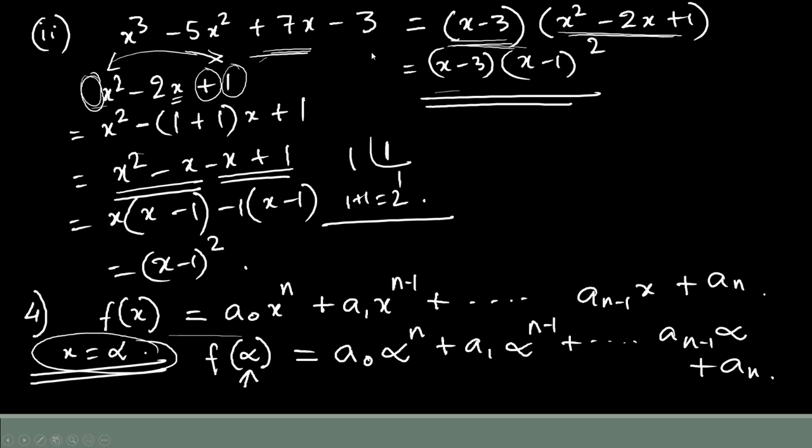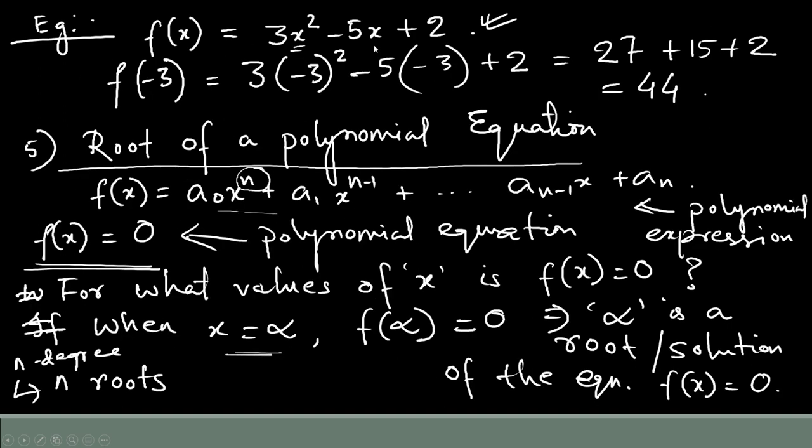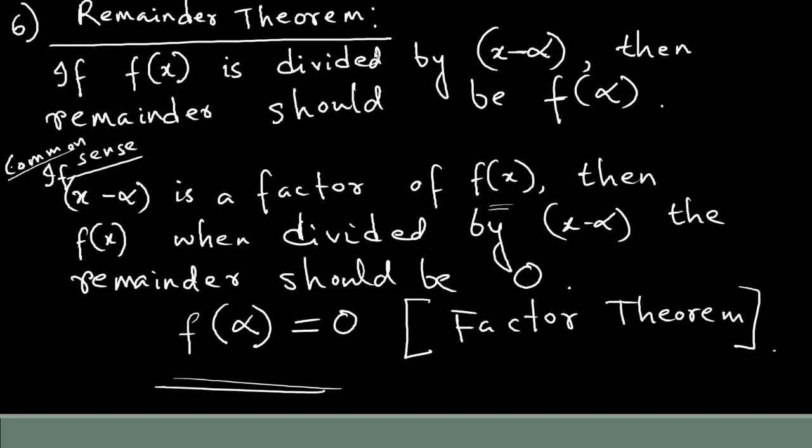We have kept some problems like this in our problem set. We will see them there. And we now know what is a root of a polynomial equation. A root should be such that f of alpha equals 0. And then we did the remainder theorem and the factor theorem.